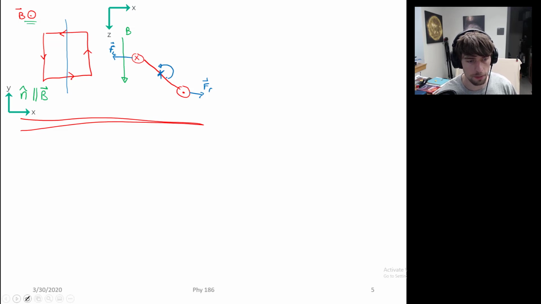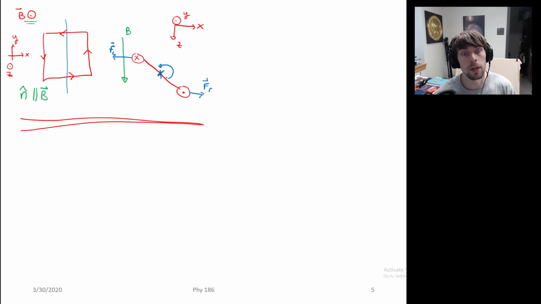Just as an exercise, maybe I should have put this in just to be a little more clear. If I put x to the right and y being up and z being out, that's the side view, then the overhead view will be x to the right still, z is going down, and y is actually the one that's coming out of the board at you. Okay. Just to kind of orient your mind there.